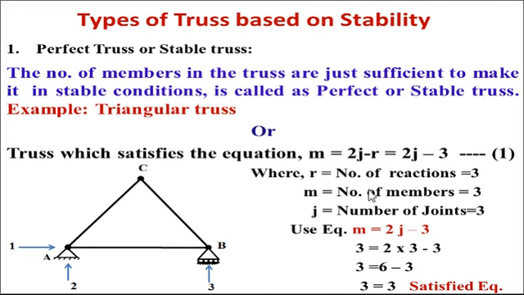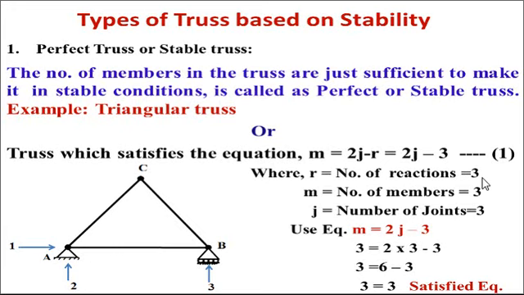Now by using this equation, M = 2J - R, we can check the stability. Here you can see I have shown a hinge at point A and a roller at point B. As you know, at a roller there will always be one vertical reaction, normal to the surface. This roller surface is horizontal, so the reaction will be normal to the roller. One unknown at the roller and two unknowns at the hinge point: one horizontal, the second vertical. So the total number of reactions is 3.